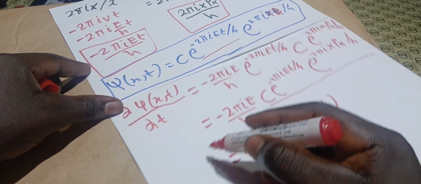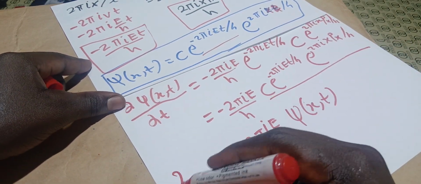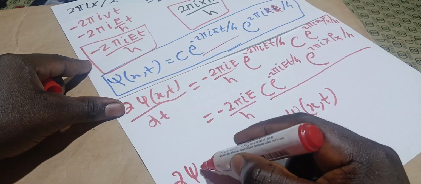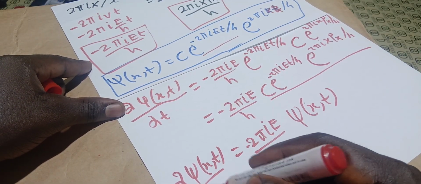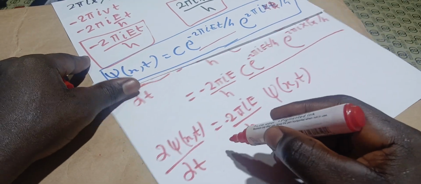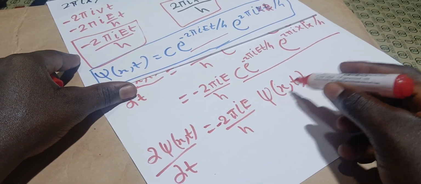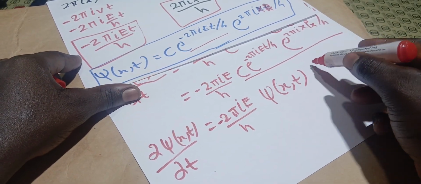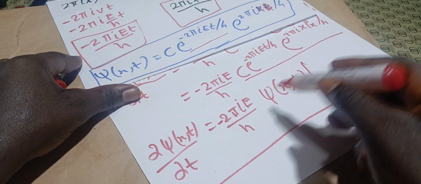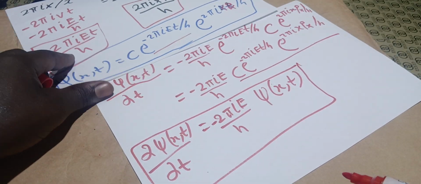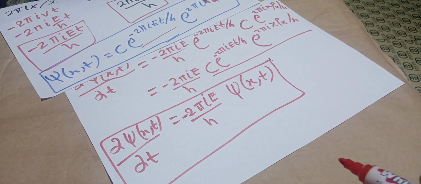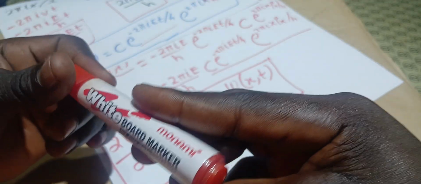Okay, so finally, if we differentiate the wave function with respect to time t, this is what we get. Now let's arrange this in the eigenvalue equation form. How do we arrange this in the eigenvalue equation form?